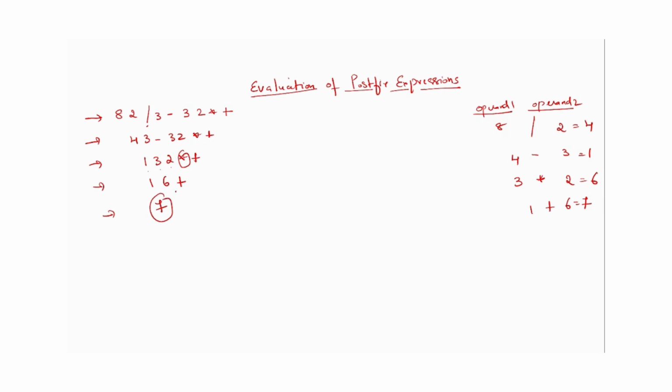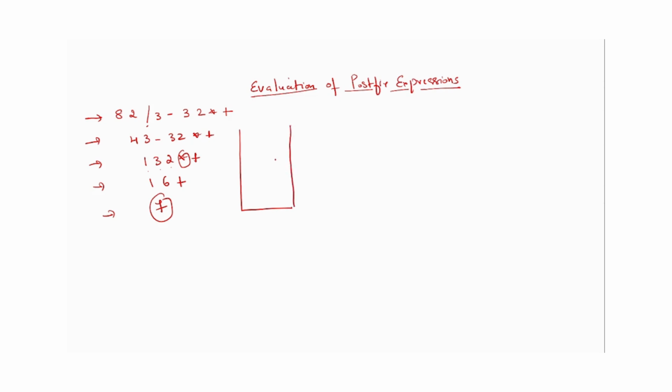So let us check whether we have done it correctly using stacks. First the stack is empty. Initially the stack is empty, so I will draw an empty stack here, and then we scan from left to right and insert every operand into the stack. So 8, 2, until we encounter an operator. So 8 is pushed into the stack, and then 2 is also pushed into the stack, and then we stop.